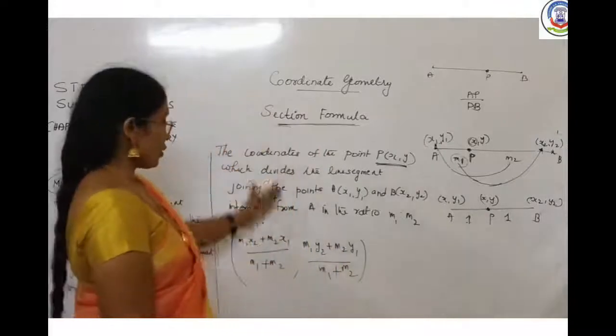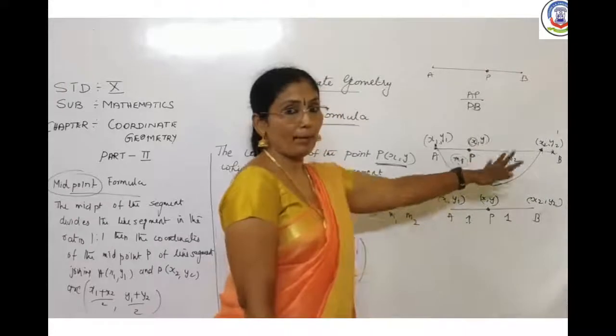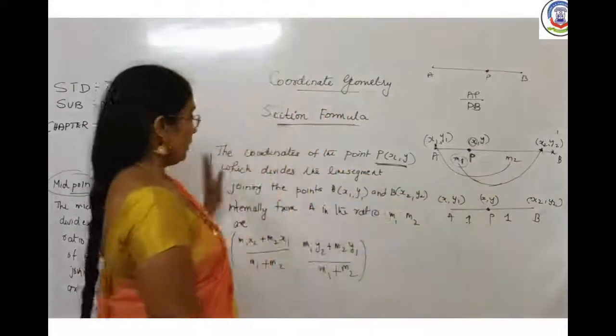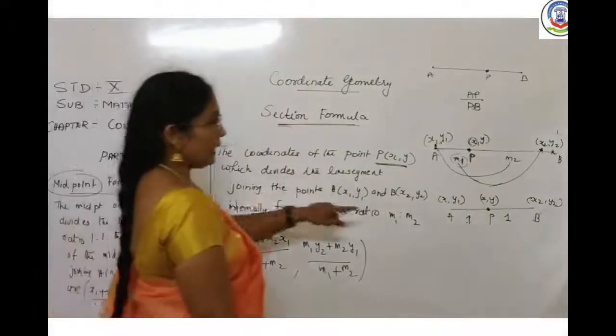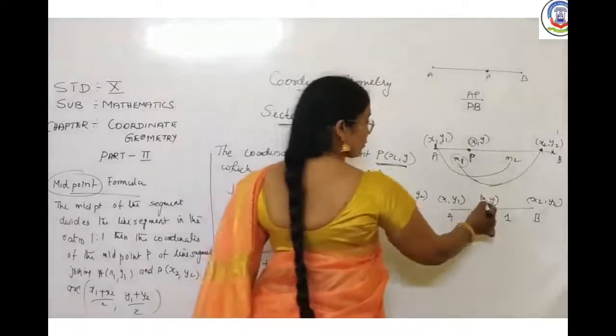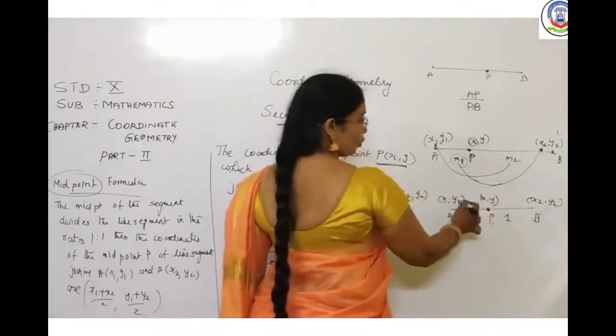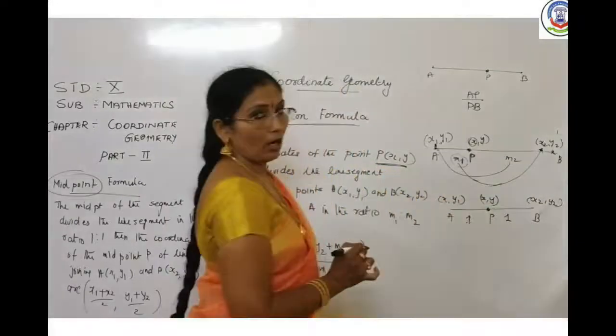In the section formula you already learned that definite ratios are given, the m1 and m2 ratios are given. Now if P is the midpoint of this line segment, then how do you find out the coordinates of this midpoint P? That will be x1 plus x2 upon 2 and y1 plus y2 upon 2.